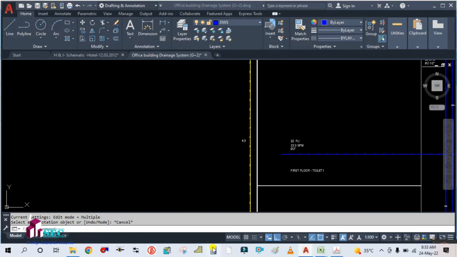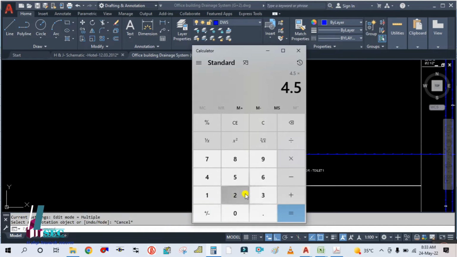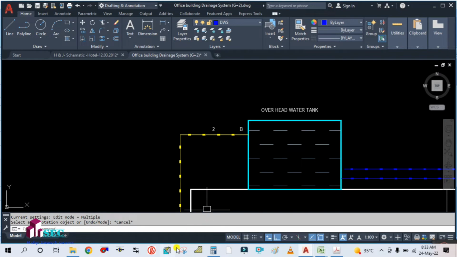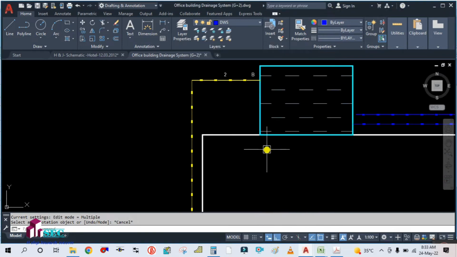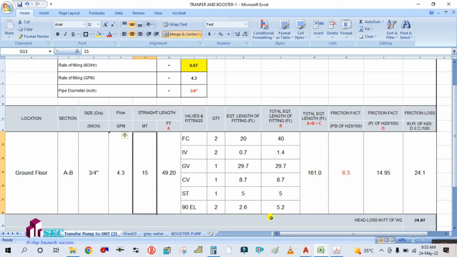So total, 4.5 into 2 is 9, plus 6, 15, and plus 2. Total is 17 meter. Okay, from A to B your pipe length is 17 meter. Here you can see this is asking in meter, so 17 meter.